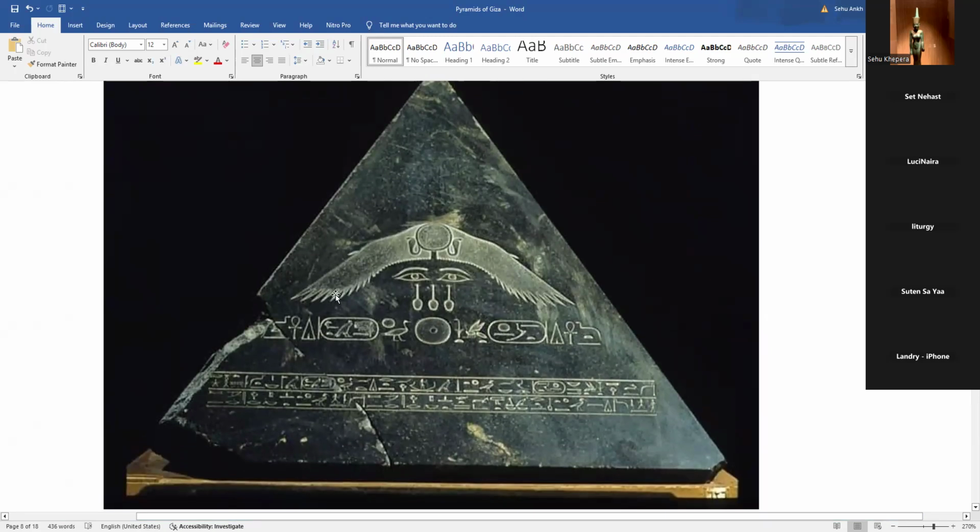It has the symbol of Heru Bedet, the winged sun disk with the serpents arising out of it. The sun disk is Ra, and the serpents are the goddesses Wadjet and Nekhbet. But the winged sun disk is Bedet, Heru Bedet, which represents the all-encompassing spirit.